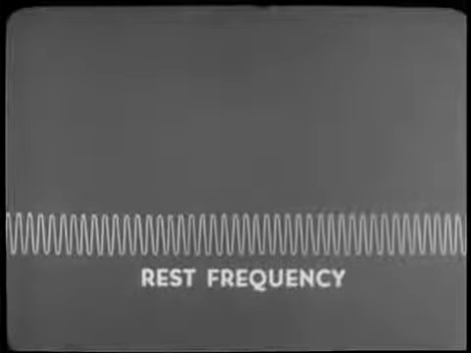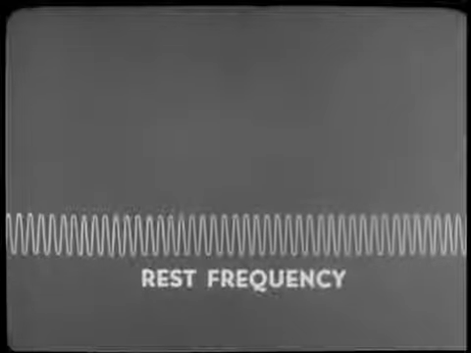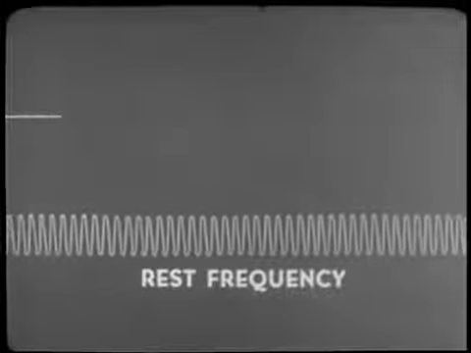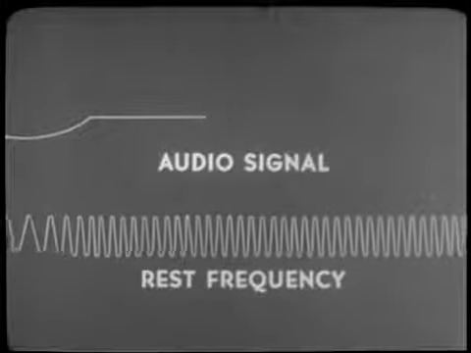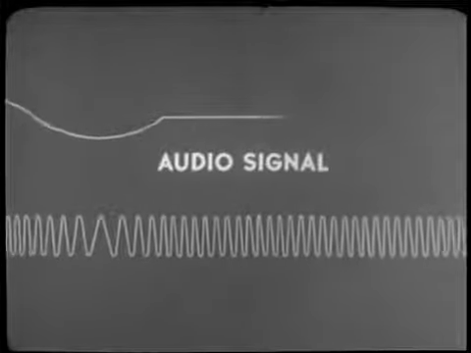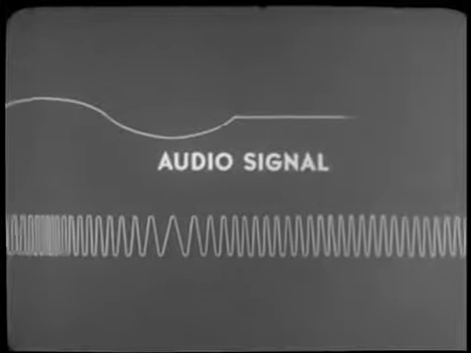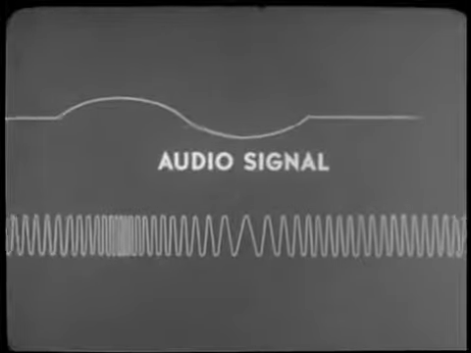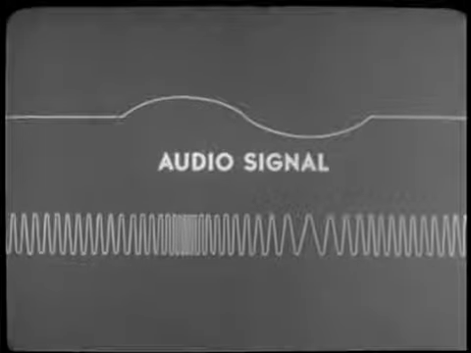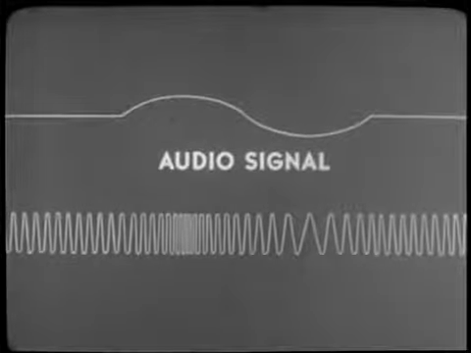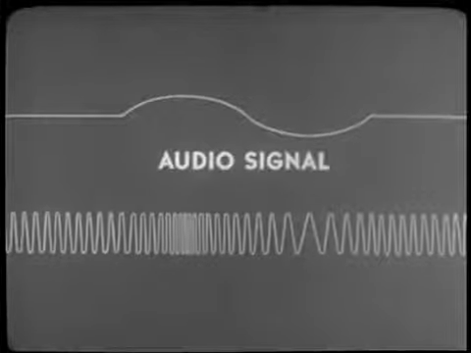But see what happens when an audio signal is applied, starting with the negative half cycle. For this illustration, the negative half cycle causes the carrier to drop below its rest frequency, as evidenced by the wider spaced waves. When the positive half cycle of the audio signal is added, it causes the carrier to rise above its rest frequency, as evidenced by the narrow space waves.